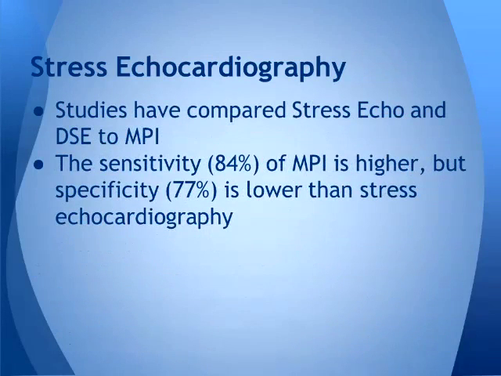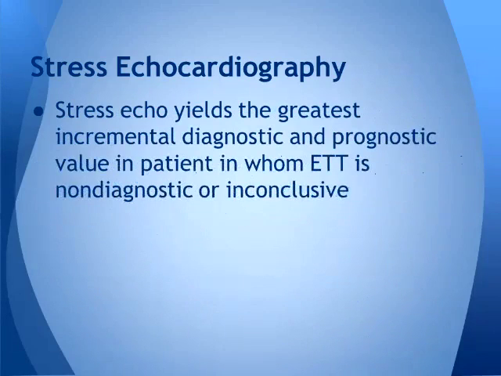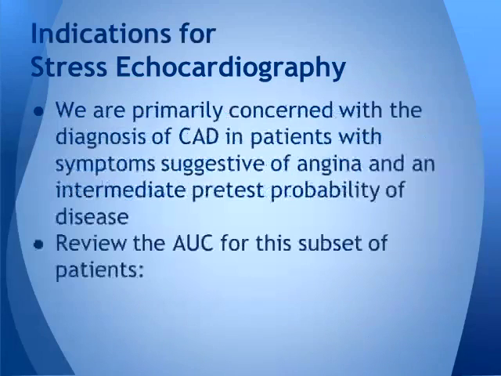Studies have also compared stress echo and dobutamine stress echo to MPI. Sensitivity of MPI is about 84%, so it's higher, but its specificity is lower than stress echo. So stress echo yields the greatest incremental diagnostic and prognostic value in a patient whom an exercise treadmill test is non-diagnostic or inconclusive. So in a patient who's a candidate for a stress echo, it's a better test than an MPI is what I'm trying to get at.